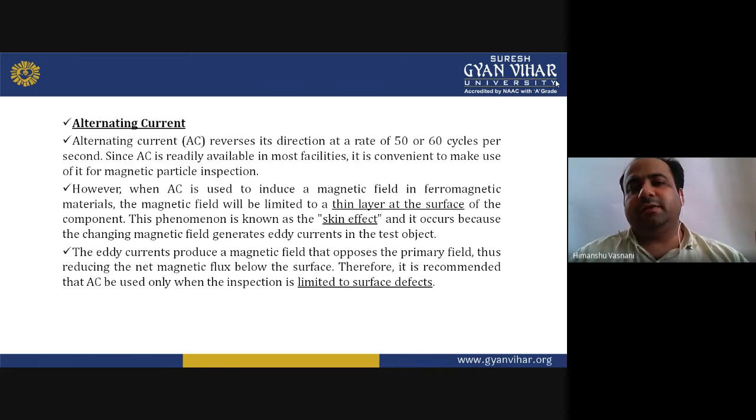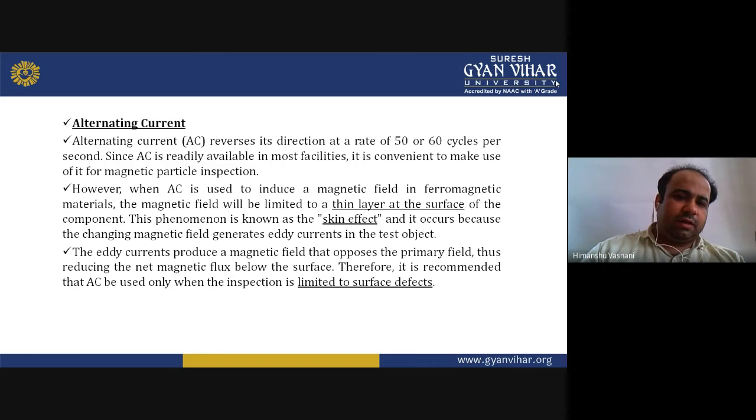Alternating current reverses its direction at the rate of 50 or 60 cycles per second. Alternating current is readily available in most facilities, so it is convenient to use for magnetic particle inspection. However, when alternating current is used to induce a magnetic field in ferromagnetic materials, the magnetic field will be limited to a thin layer at the surface of the component.